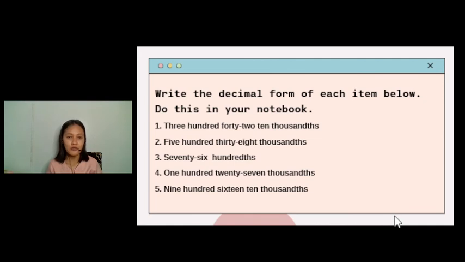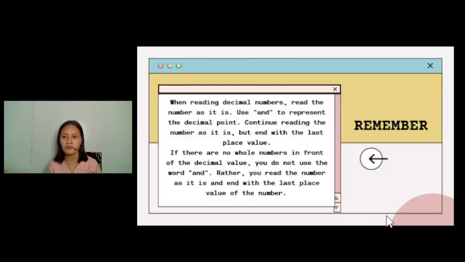This is a modified item test. So, ito ay hindi located sa ating module. So, teacher made po ito. So, ibig sabihin, answer nyo lang siya sa notebook ninyo talaga. Susulat nyo lang po yung inyong sagot. Kapag sinabi natin in decimal form, in number form na. Paano natin siya isusulat in number form?